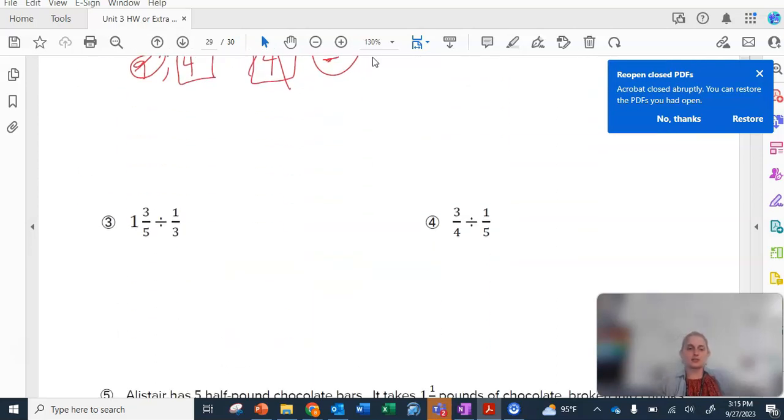Oh, here's some mixed numbers. All right, this is a no-go. I cannot just start dividing. Here, I can start dividing. They're both fractions. But here, that mixed number needs to change before I can do my keep, change, flip.